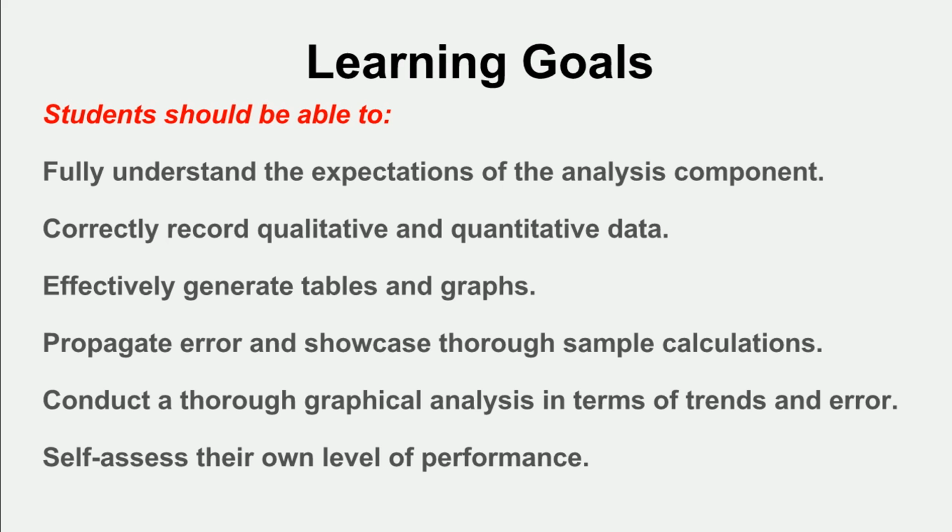Students are also expected to be able to conduct thorough graphical analysis in terms of trends and error. Error pertains to both systematic and random error, and the trend is associated with whether or not the relationship between experimental variables is linear or quadratic, and also whether there is a positive, negative, or no correlation between variables.